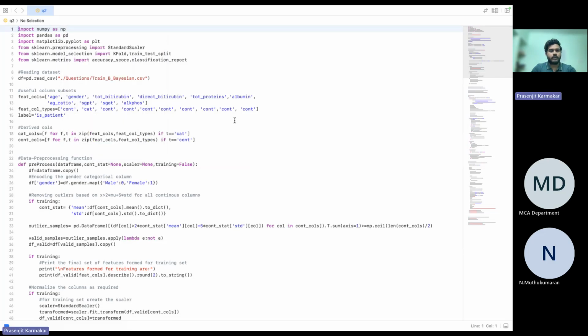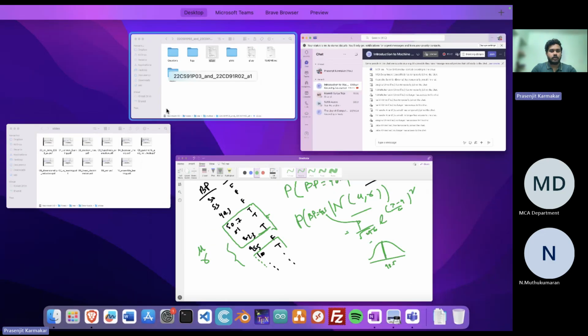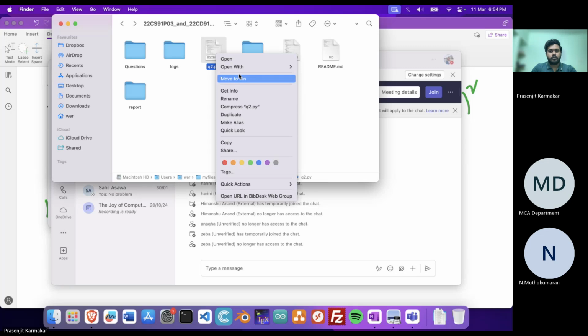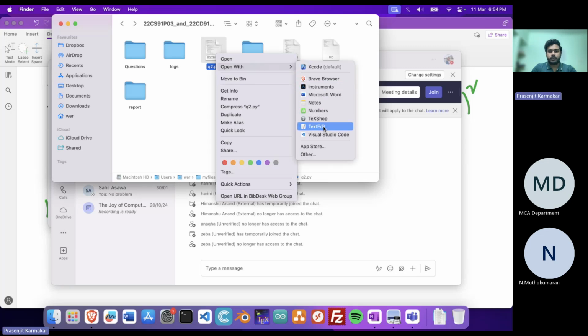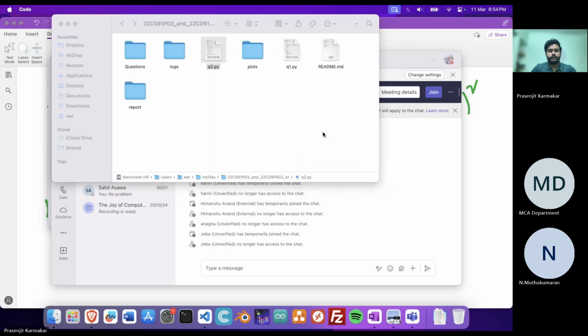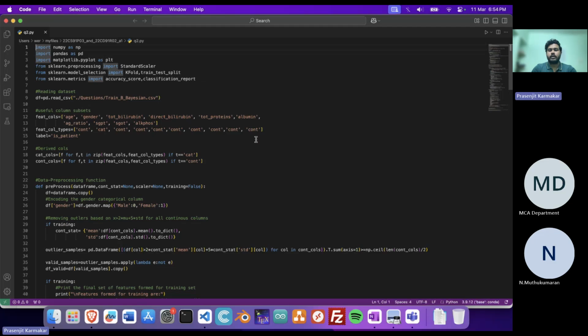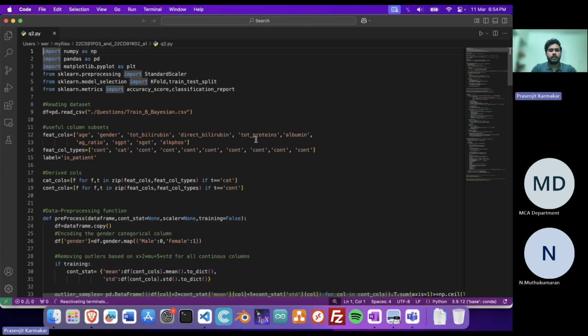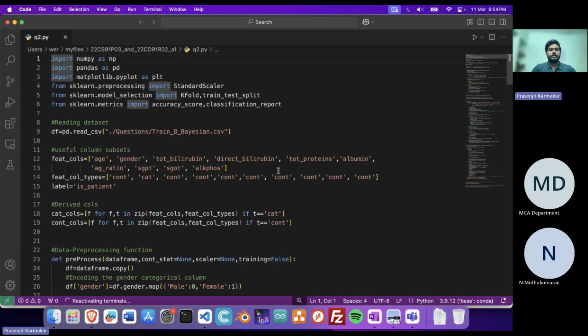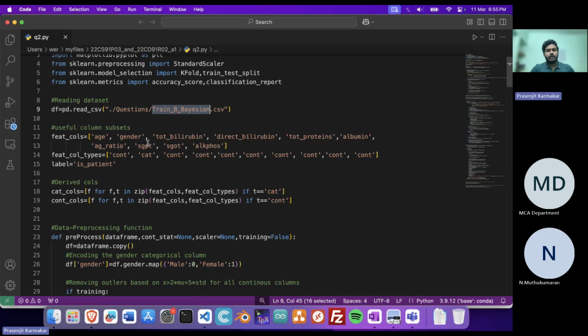Okay, let's just open up another menu with VS Code. Now here we can increase the font. Now see, here what we are doing, we are taking a data set, and then what we are doing, we see these things.